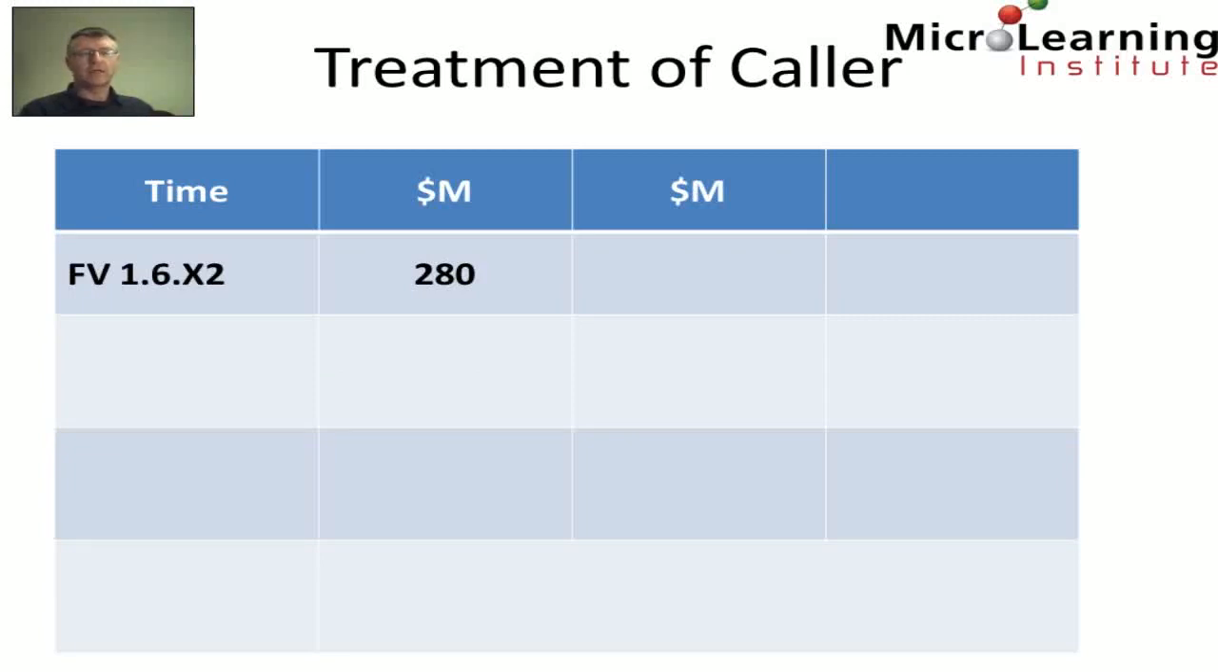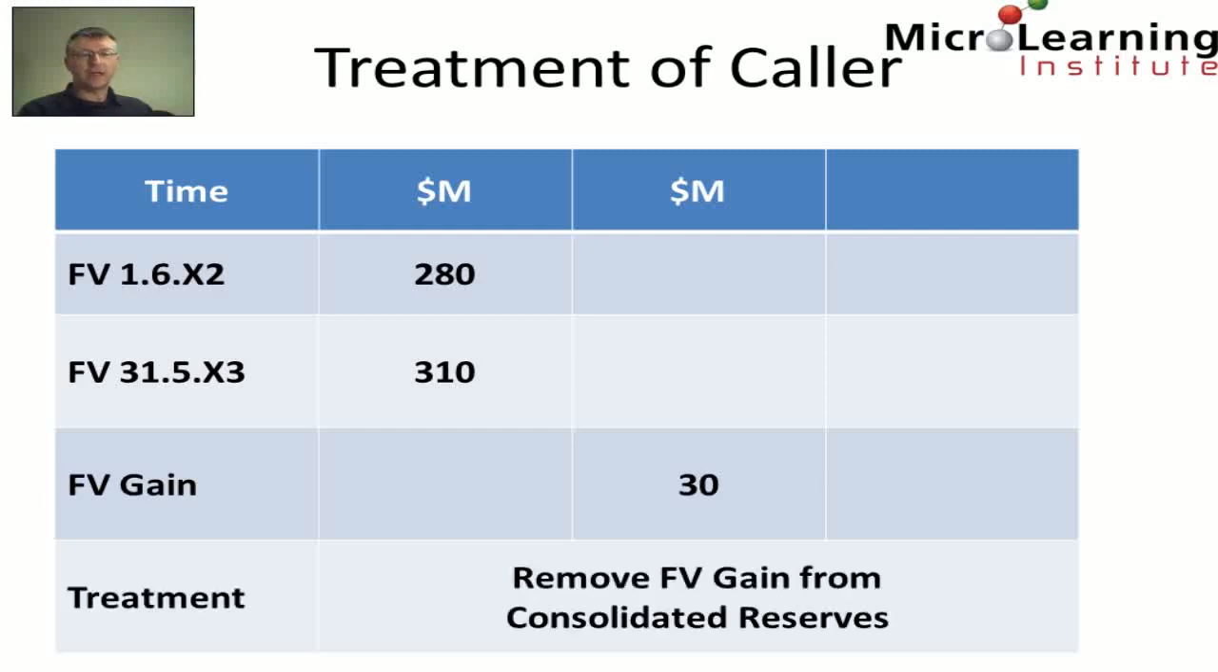So consequently, we need to eliminate any fair value gains in Caller that have occurred in the separate accounts of Trailer. So the fair value of Caller on the 1st of June X2 was $280 million, and this fair value had increased to 310 on the 31st of May 2013. So the fair value gain of 30 needs to be removed from the consolidated reserves. Otherwise, we're consolidating two gains in Caller, one in the individual entity and one in the group accounts. So again, on consolidation, we remove any gain that occurs in the individual accounts of Trailer with respect to its holding in Caller.